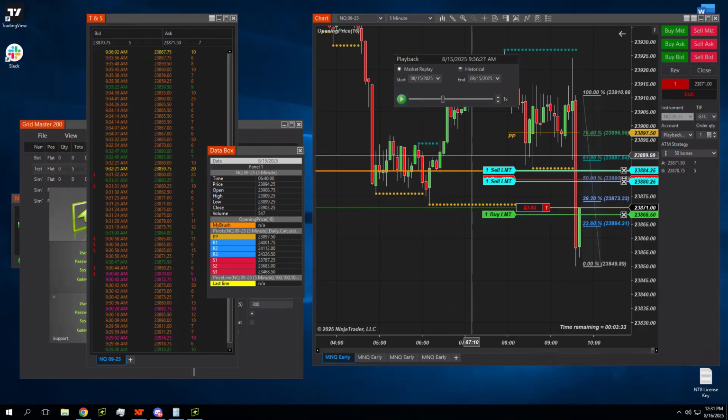Order failed. Okay, so now it picked me up, right? My stop loss is up here. It picked me up in this trade. Let's see how it plays out.